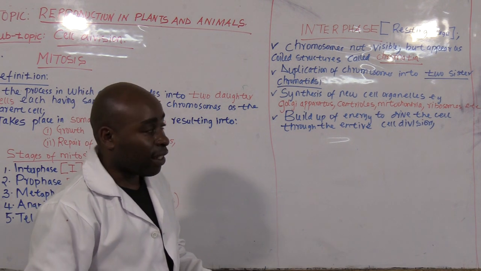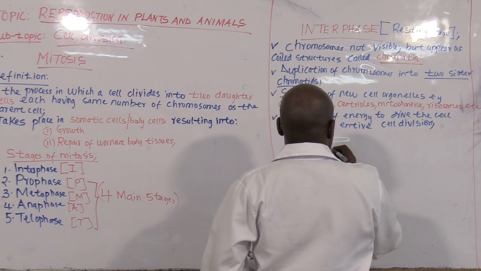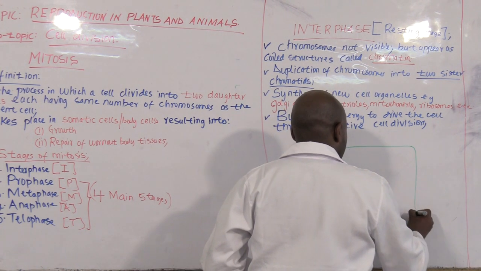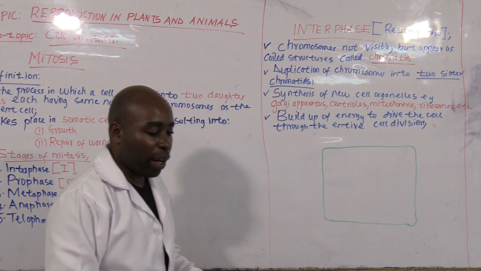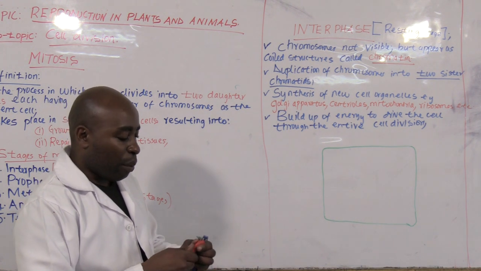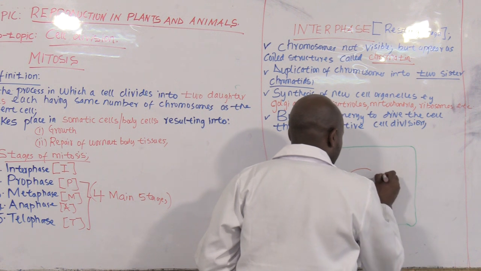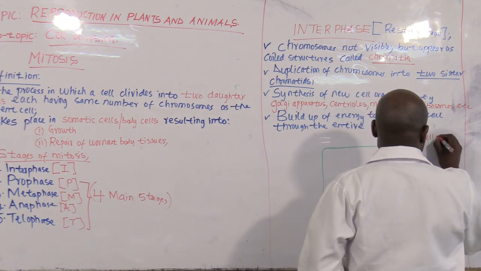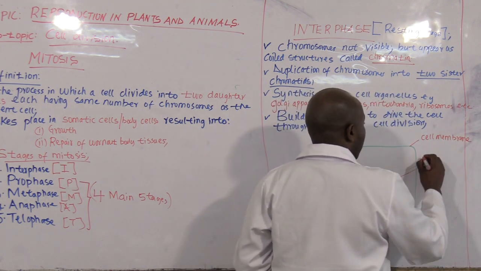Diagrammatically now, how does a cell appear during the interphase stage? Let us use the example of an animal cell to illustrate. So this is the cell membrane. Remember, an animal cell does not have any cell wall, so it has the cell membrane. Then during interphase, the nuclear membrane is intact. So we have the nuclear membrane here.